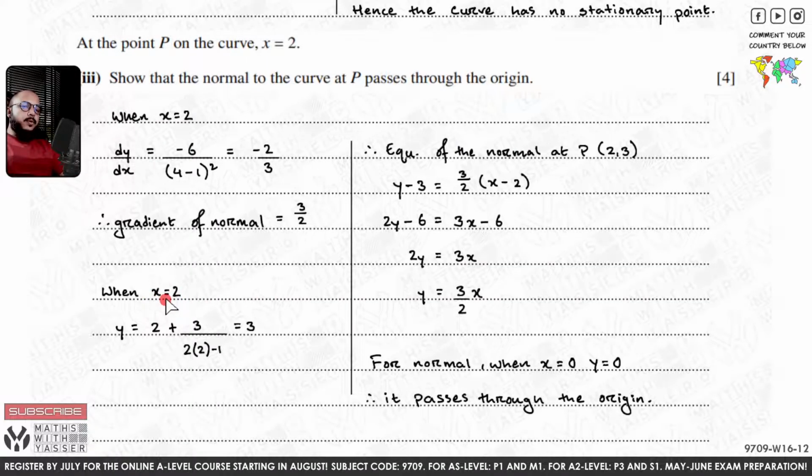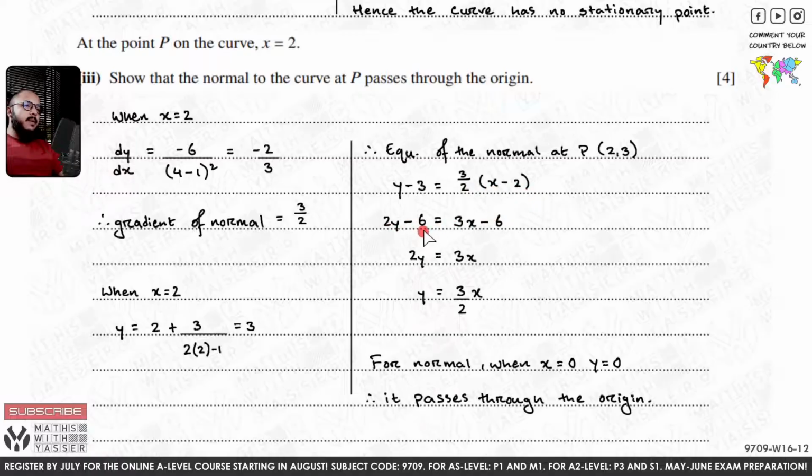So when x is equal to 2, let's substitute this again into the equation of the curve. So y is equal to 2 plus 3 over 2 times (2 minus 1), which is equal to 3. So we know the coordinate, which is (2, 3). That is the coordinate for the point P. And we also know the gradient of the normal. That means we can find the equation of the normal line with the help of this information. We will be using the formula y minus y1 equals m times (x minus x1) to figure out the equation of the line. So y minus 3 is equal to 3 over 2 times (x minus 2).